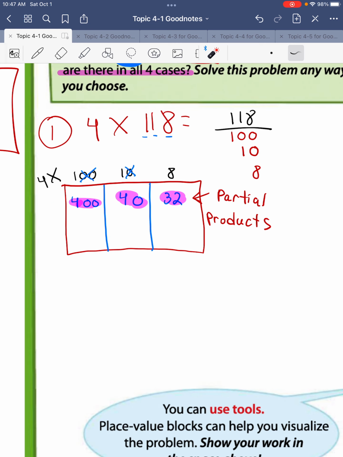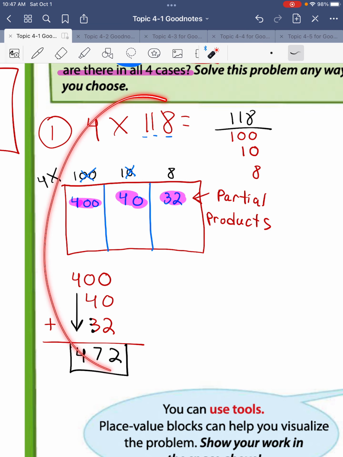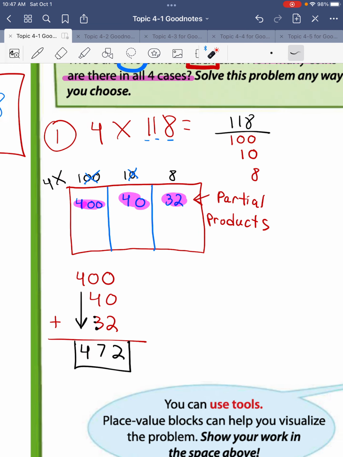So now what I'm going to do is I'm going to add all of my partial products. So I'm going to add 400 to 40 to 32. When I add it, 0 plus 0 plus 2, 4, 5, 6, 7, drop down my 4, and I get 472, okay? This is one way to do this, okay?